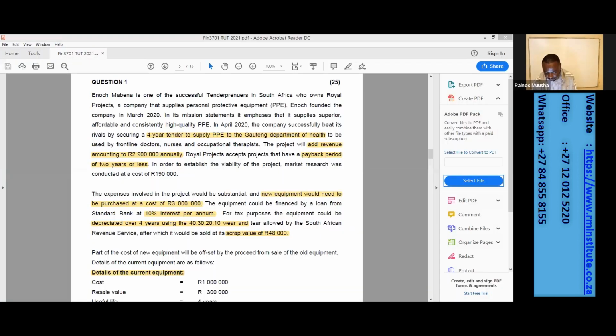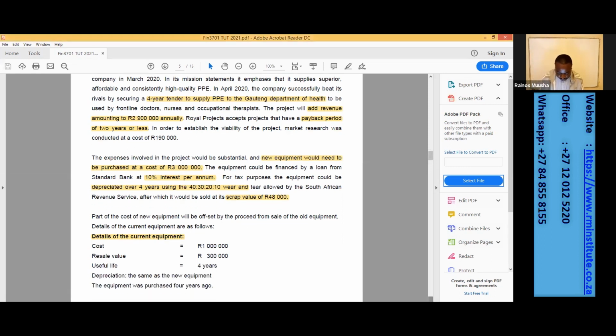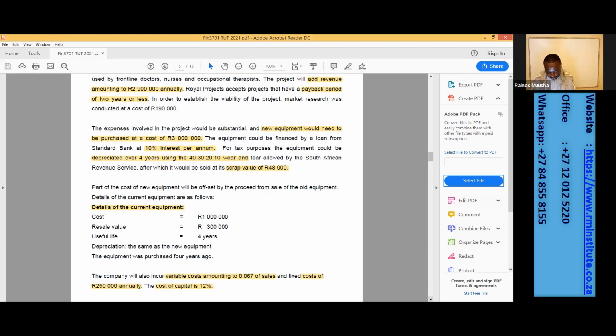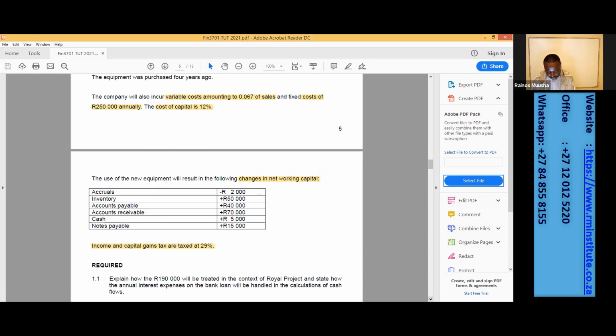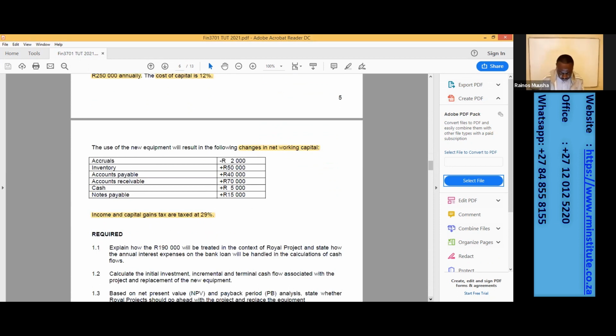Good morning. Let's look at the first assignment for FIN3701. Looking at question number 1, they give us this information. Then for question 1.1, they ask us to explain how the 190,000 will be treated in the context of Royal Project and state how the annual interest expense on the bank loan will be handled in the calculations of cash flows as well.